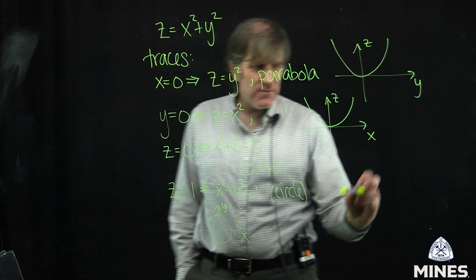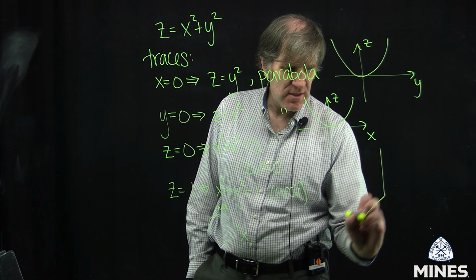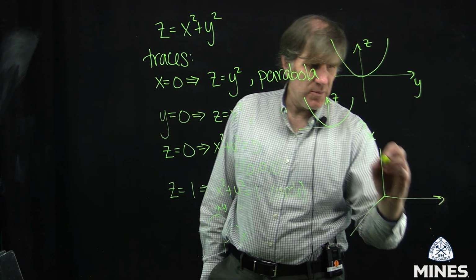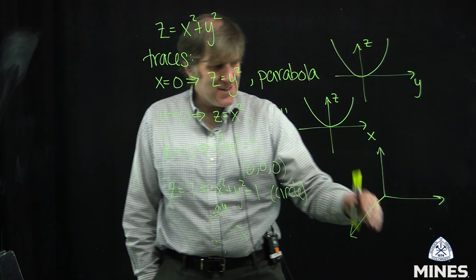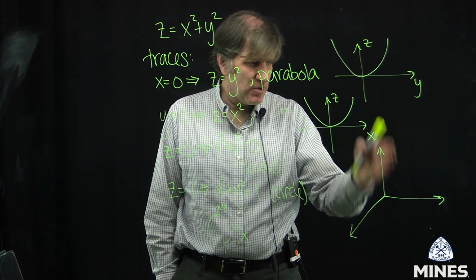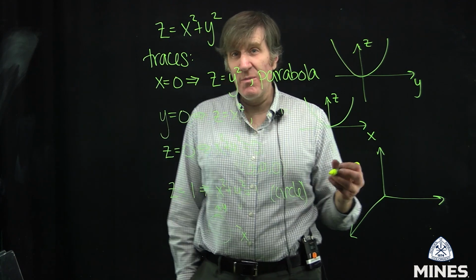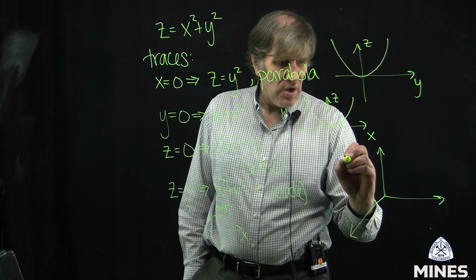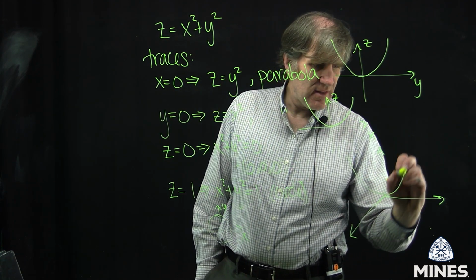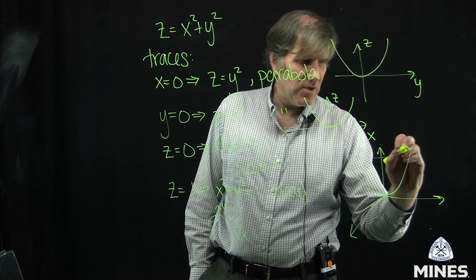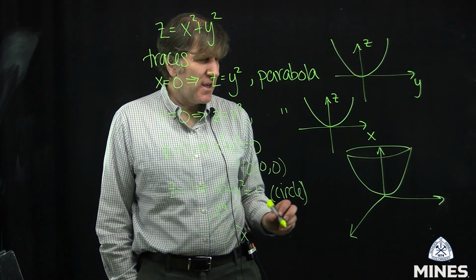So we need to put all that information together to get our overall shape. So again, if I slice it along the x-axis, I get parabolas. Along the y-axis, I get parabolas. And if I slice it along the z-axis, I'm going to get a circle as my slice. What shape does that? The shape is going to look something like this.